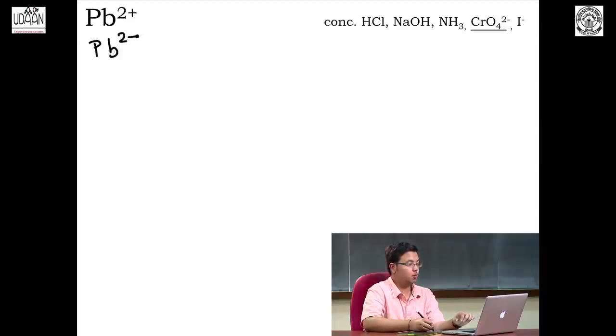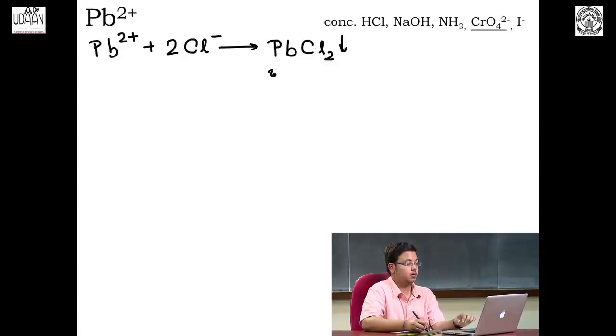Lead 2+ plus 2Cl- gives precipitate of PbCl2, which is a white precipitate. One point to be noted is that if we use conc or concentrated HCl, this precipitate dissolves into solution.